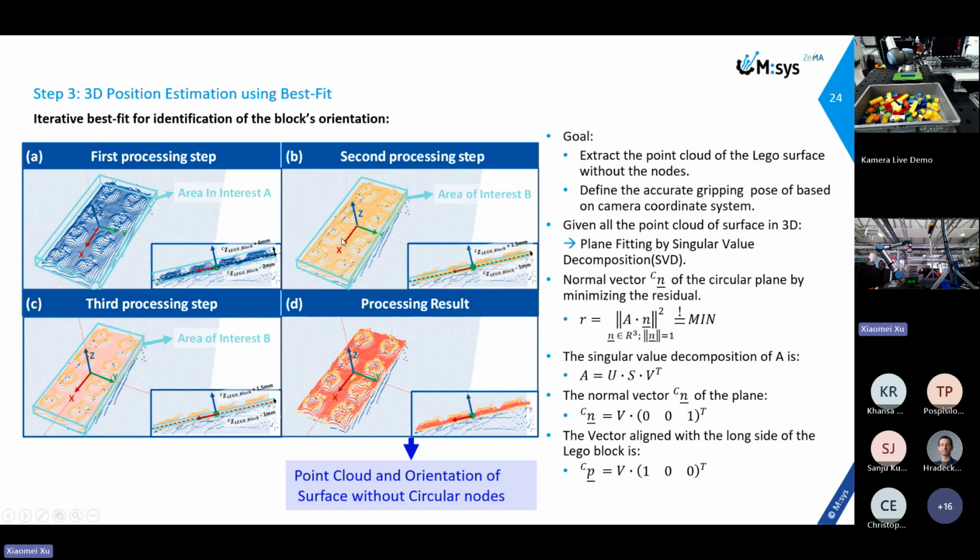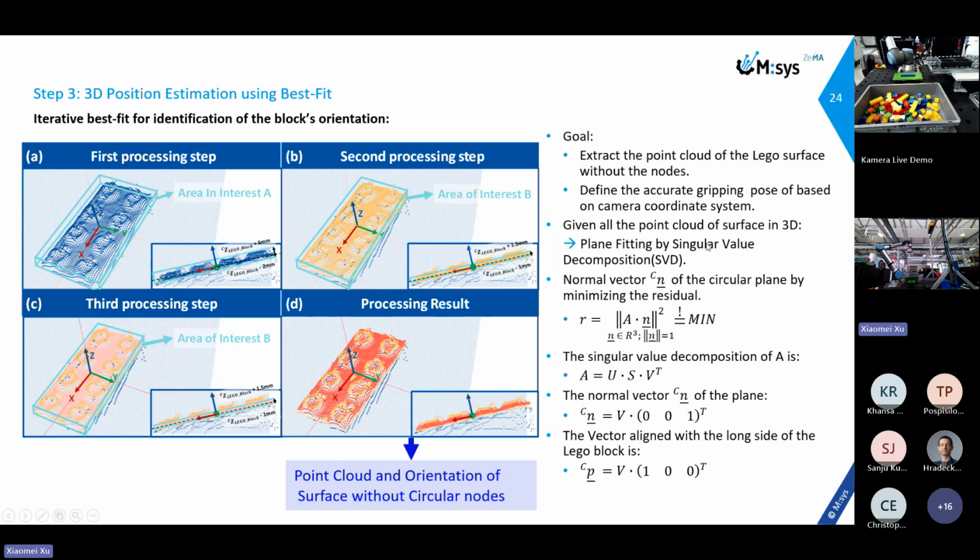The second step is to preserve the surface point cloud exclusive of the nodes, with the area of interest matching the actual size of the Lego brick. It will repeat processing step 2 to extract a more accurate surface point cloud. The last part shows the processing result. On the right side, it will show in detail how the best fit method works.